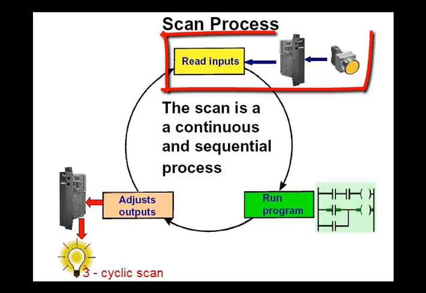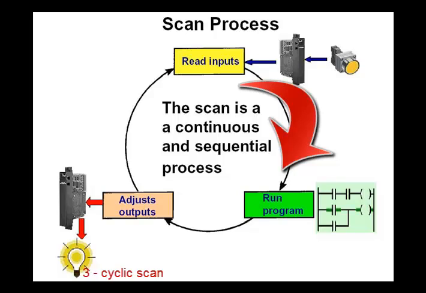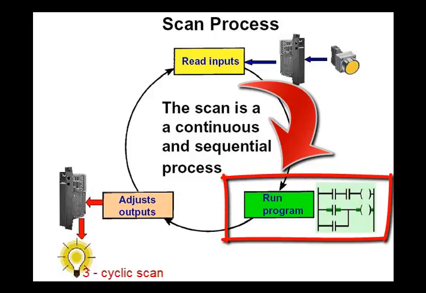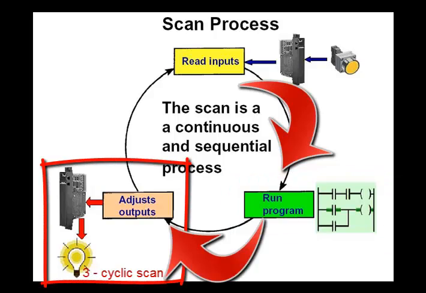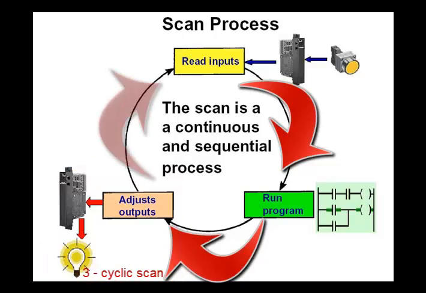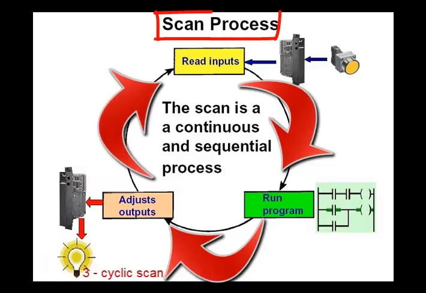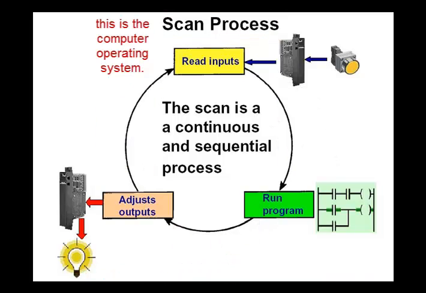Cyclic scan is really the operating system. First it reads the inputs, then it runs the program, then it adjusts the outputs, and repeats the cycle. Most of the time is program execution, which could be a few milliseconds or 100 milliseconds.